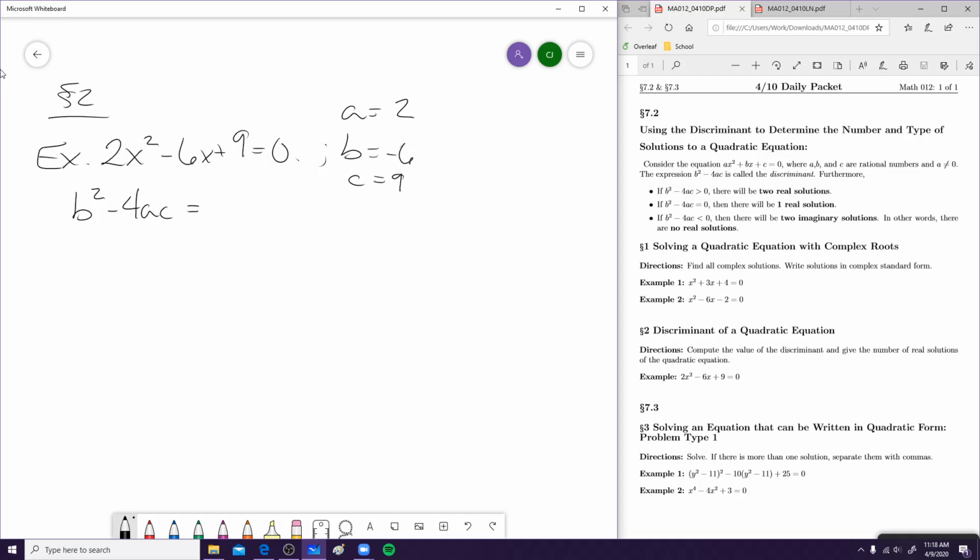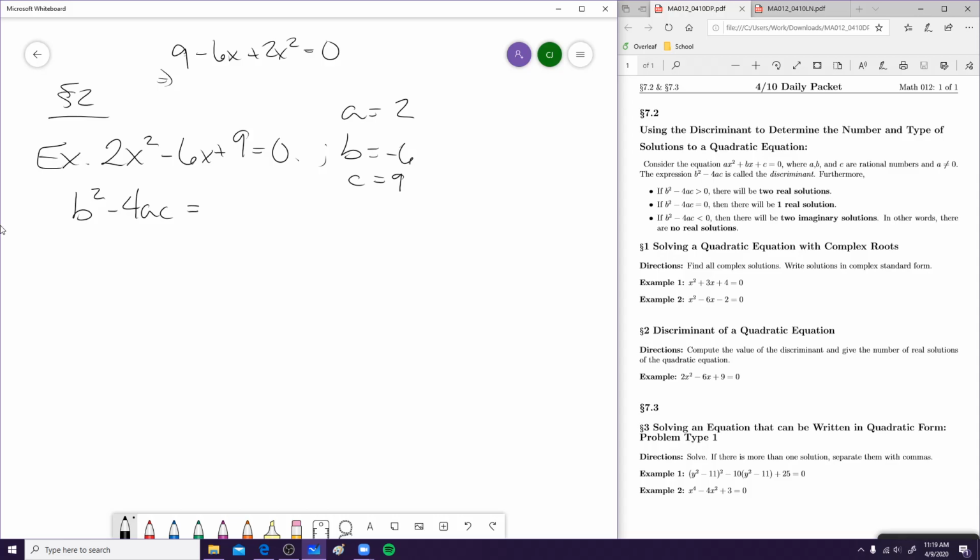Always. So if I was given, like, 9 minus 6x plus 2x squared, this is not in the form of the quadratic equation. This is not a, b, or c, right? So we would have to rearrange it to be 2x squared minus 6x plus 9, and then we find a, b, and c, right?